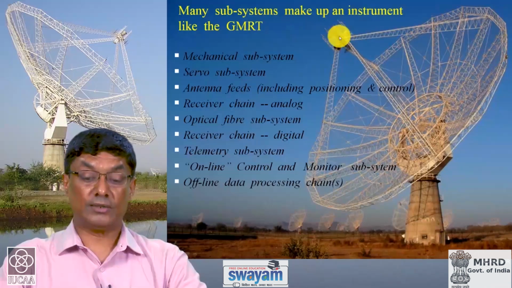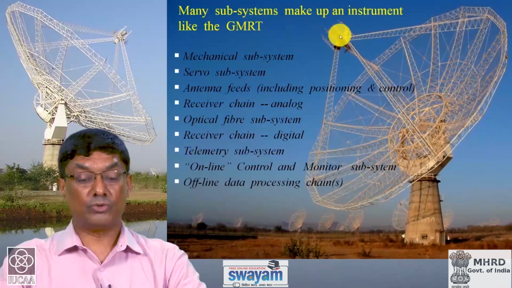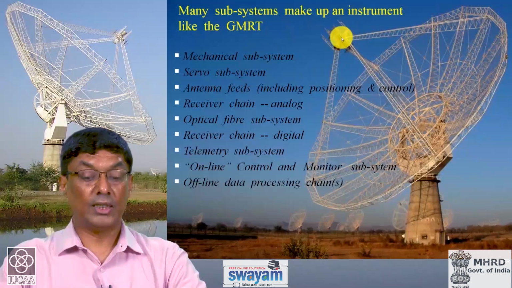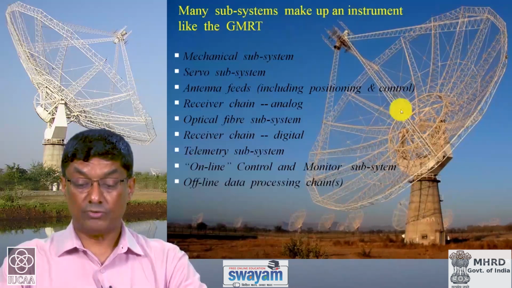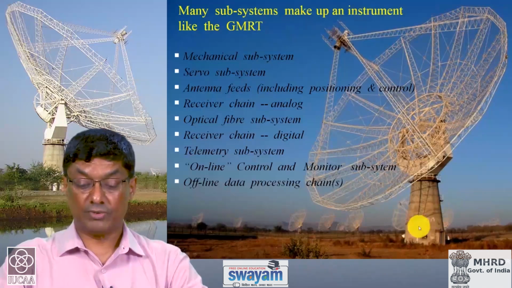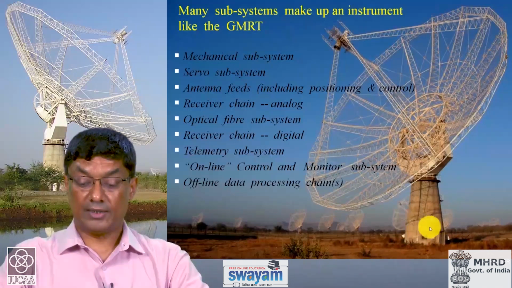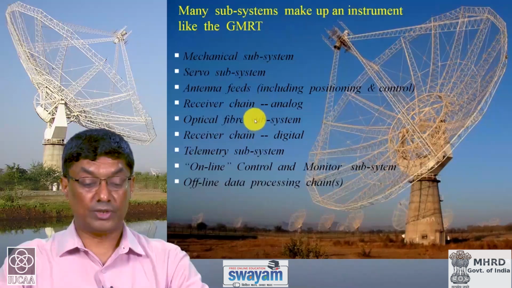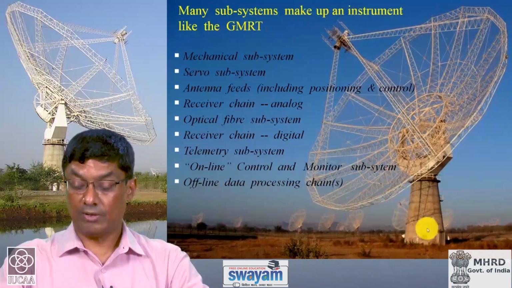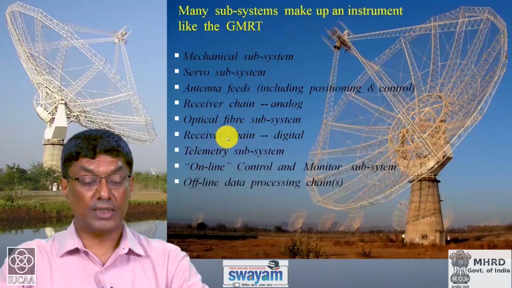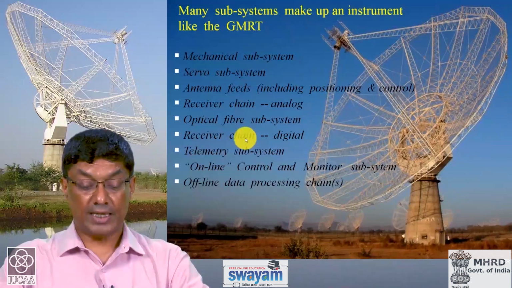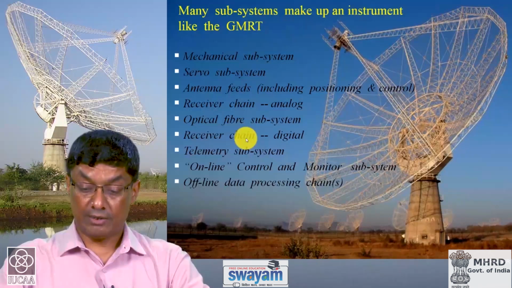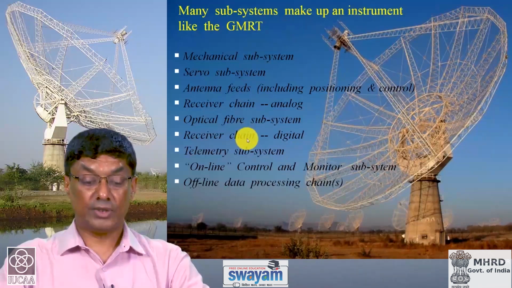So, there is electronics right at the top, which is the most crucial electronics, which does the initial amplification and conditioning of the signal, and is brought down over cables to the bottom of the dish, where there is further conditioning, and then it is transmitted over optical fiber. So, there is a lot of optical fiber technology in order to send it to the central receiver, and then it is digitized there, and then the rest of the signal processing is carried out.